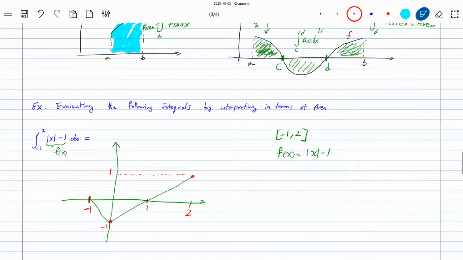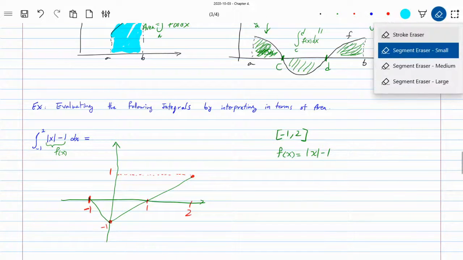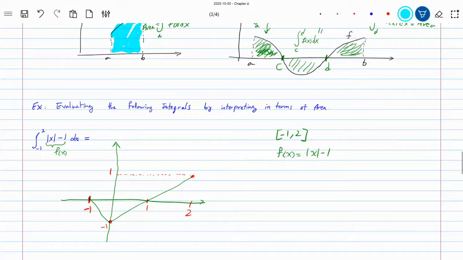What we care about at the moment is finding the area under the curve in this section, as well as the area in this section from -1 to 2. And then we want to add these two areas together. That would be the integral from -1 to 2 of the function f dx. That's what this integral represents. This is a definite integral. So how do we do that?